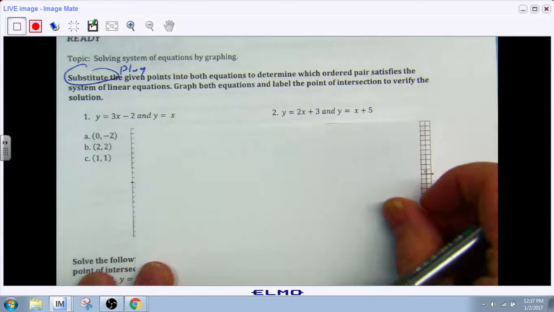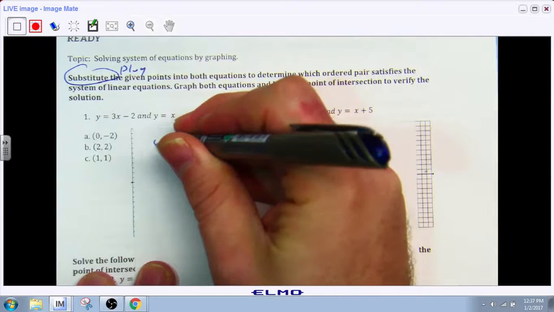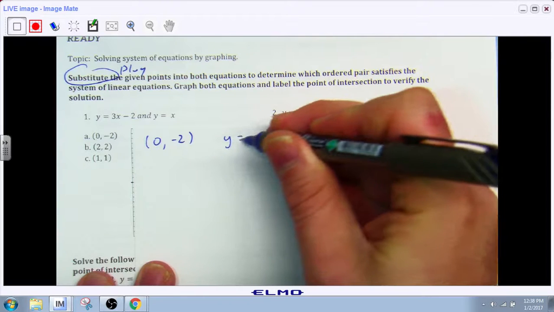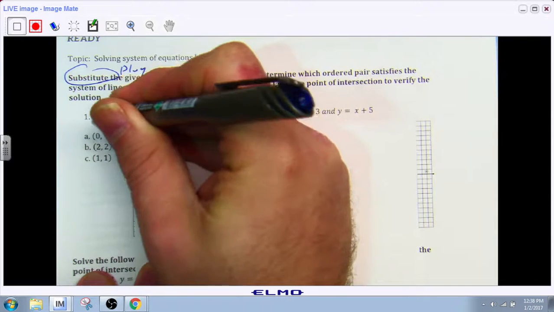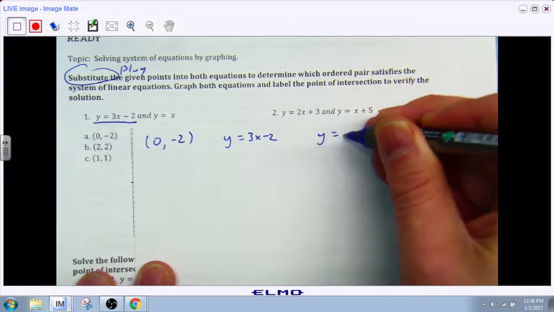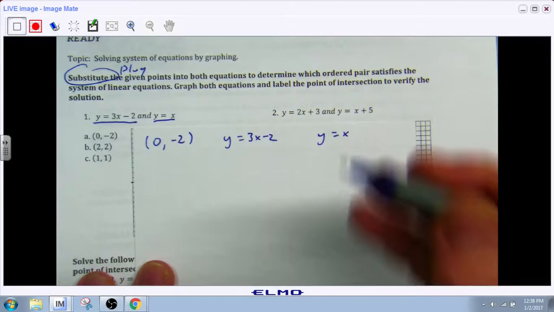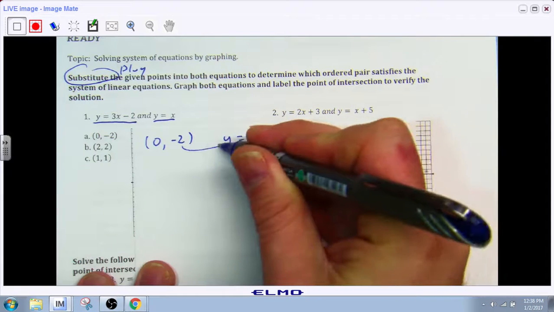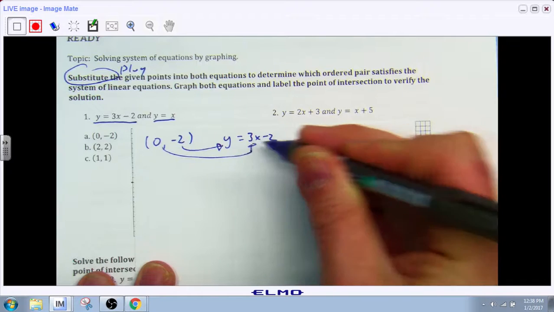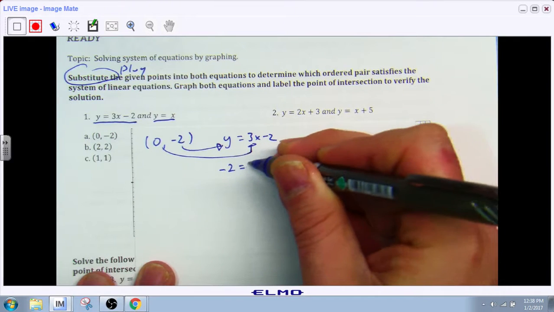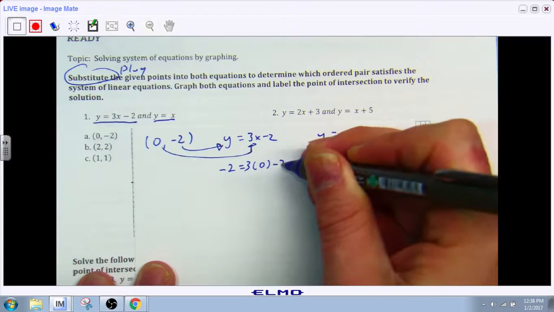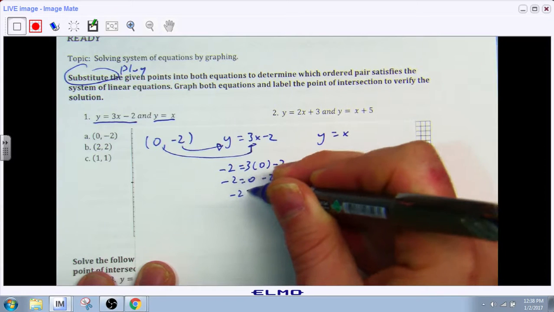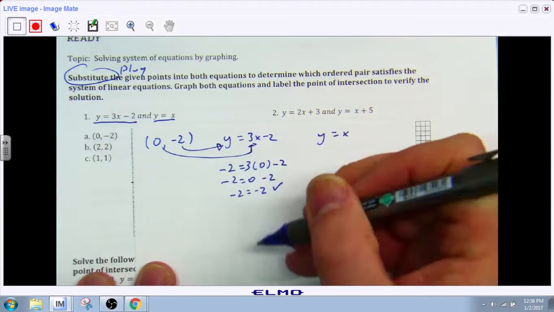The first thing we're going to do is look at our A here, and A is the point (0, -2). We're going to plug that into both y equals 3x minus 2, because that's this equation here, and y equals x, that equation here. So my x is 0, my y is -2. I plug -2 in for y and 0 in for x. I get -2 equals 3 times 0 minus 2. 3 times 0 is 0, so -2 equals 0 minus 2. So -2 equals -2. Yes, it works for that first equation.